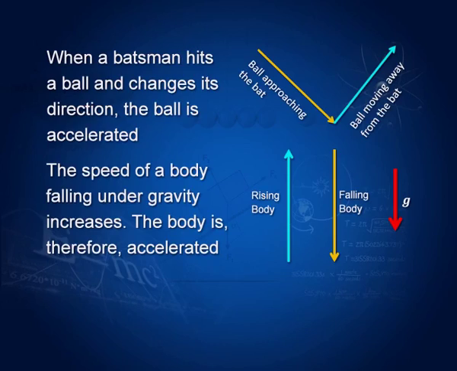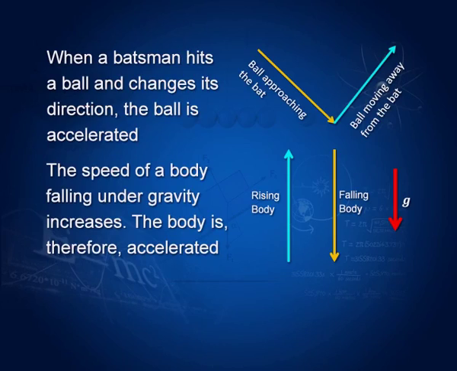The speed of a body falling under gravity. A body is falling under gravity, its speed increases, its direction is not changing, it is falling vertically downwards. In this case, it is the magnitude of the velocity that is changing, not the direction. And as I said, a change in magnitude or a change in direction, both mean that the motion is accelerated. So a body falling vertically downwards or a body going up vertically, in both cases the motion is accelerated. And what is the acceleration? In this case, the acceleration is the acceleration due to gravity.